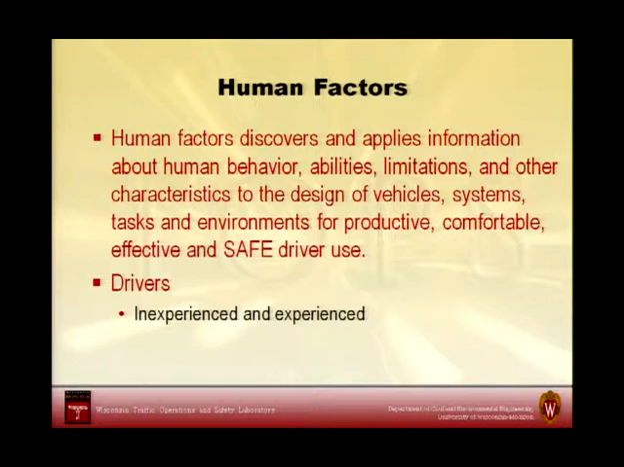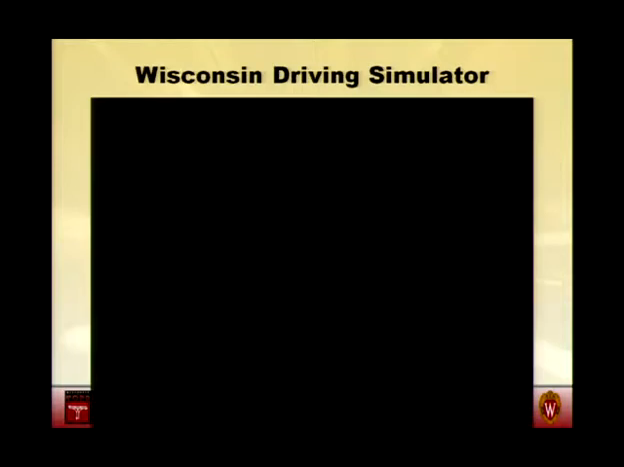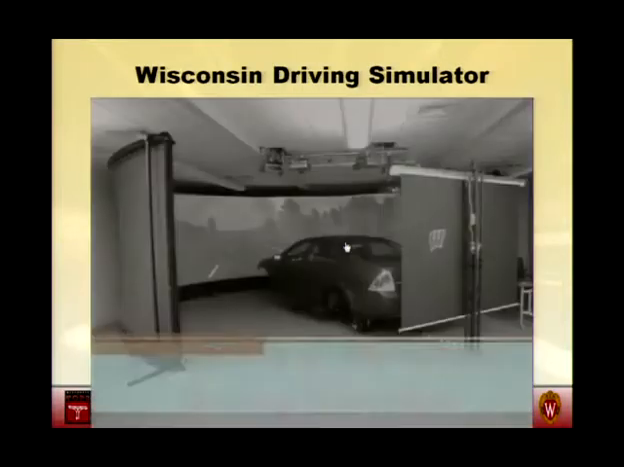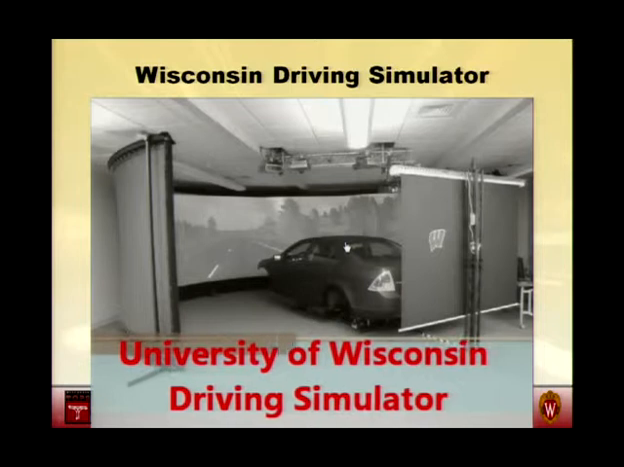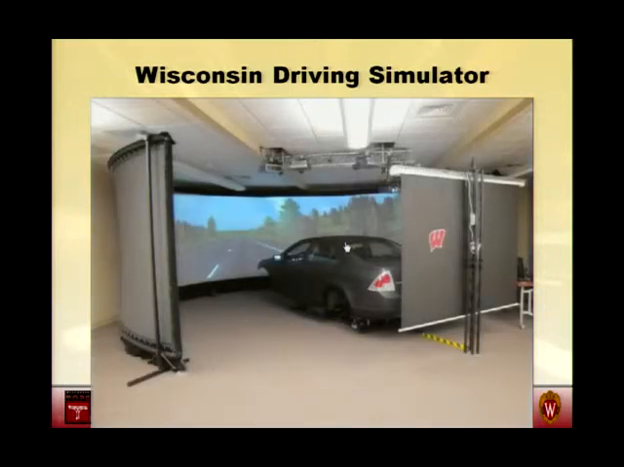And it blends into not only these inexperienced and these very experienced or older drivers that I showed you in some of the previous pictures, but it really blends into everybody. And that includes non-motorized users of the system as well, right? Everybody that uses our transportation system. So what we've done, like Oregon State has and a number of other state universities have, is implemented driving simulation into our transportation safety research.